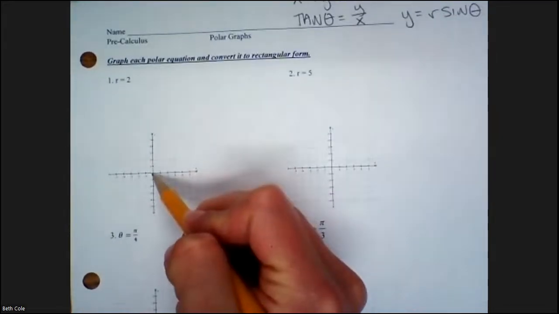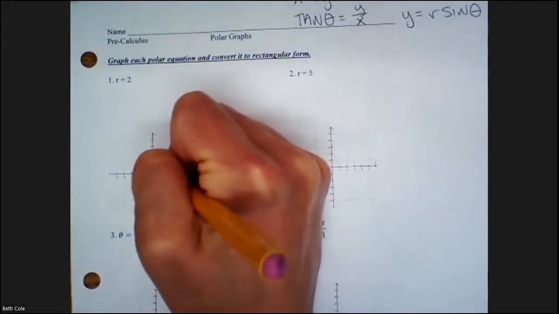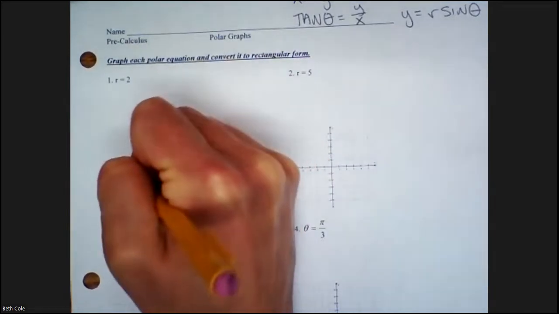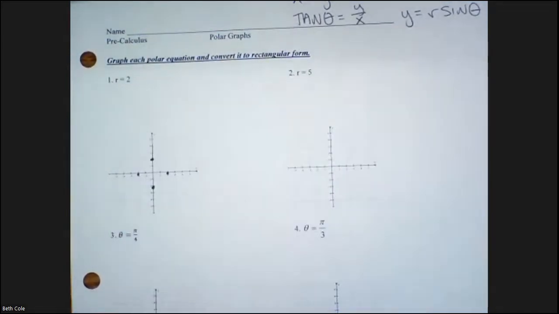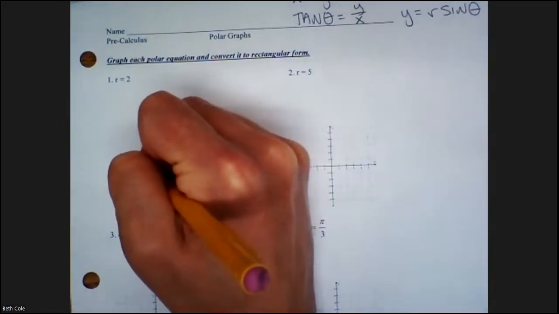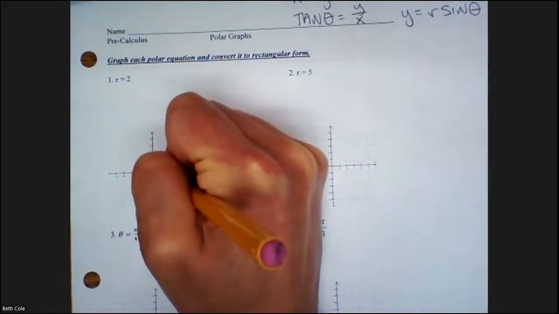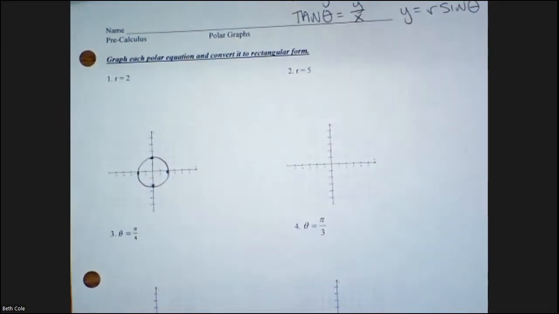So we're going to be centered at the pole. You're going to go 2 units in each direction. And then you're going to try to connect it and make it look circular. But I'm not here to grade your art skills, just do your best. But if R is 2, radius is 2, you just get a circle 2 units away from the pole.